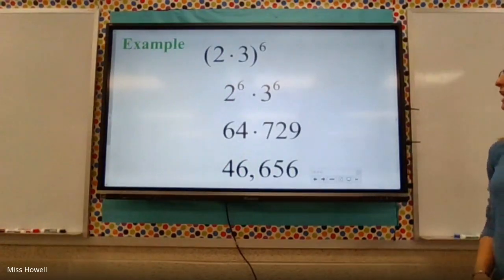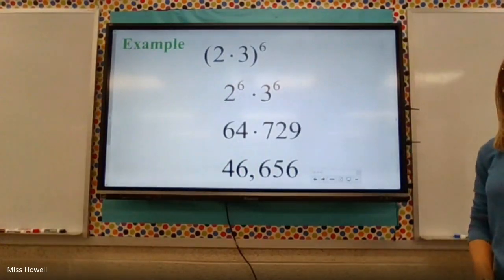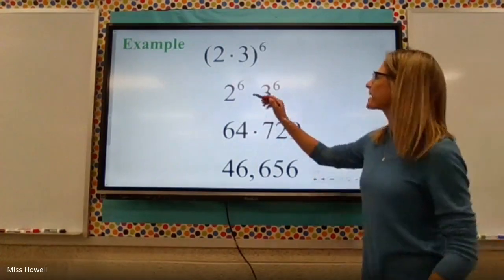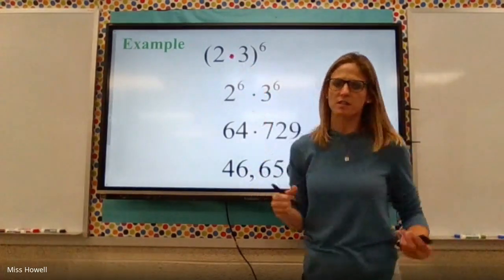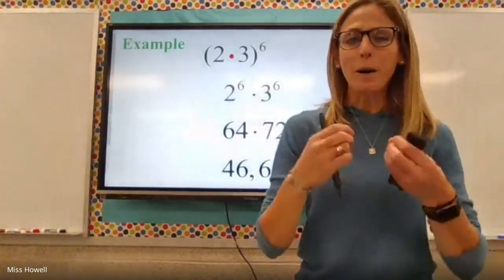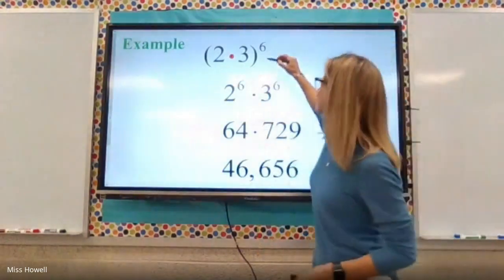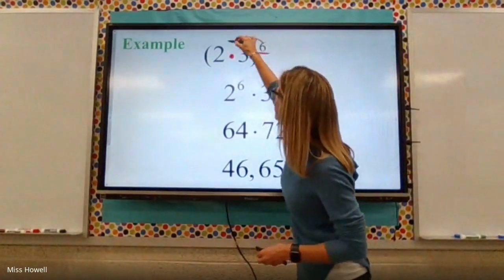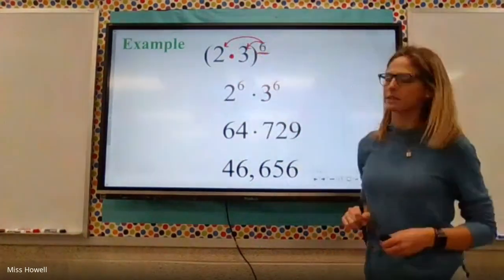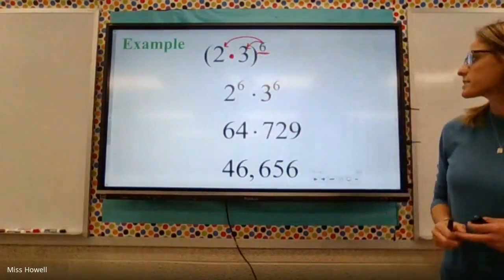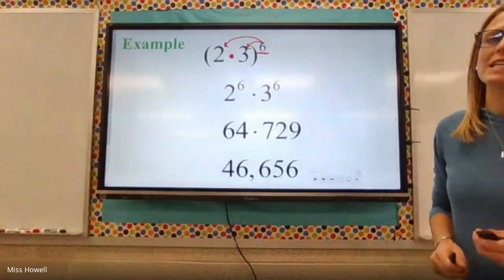All right, we have 2 times 3 to the 6th power. So inside of here, again, is a multiply or a product, right? Product is just a fancy way of saying you're going to have a multiplication problem, which means I can take this exponent and share it to the 2 and share it to the 3, which would result in something that looks like this. 2 to the 6 times 3 to the 6.